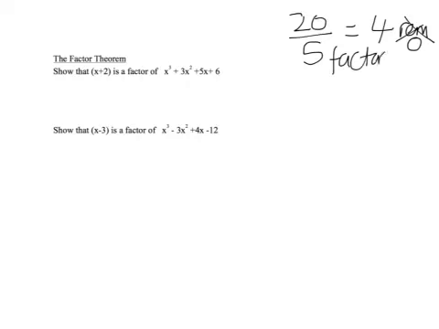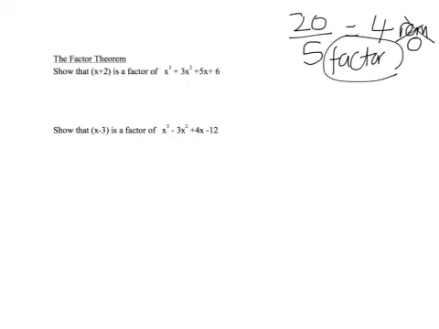Okay, factor theorem is just a little tweaky bit of the remainder theorem. Now, if we start off with something we know, so let's just say I did 20 divided by 5, you guys would all say, yeah, it's 4. It's 4 and there is no remainder. The remainder is actually 0, isn't it? 20 divided by 5 is 4. So what we would say is that 5 is a factor of 20.